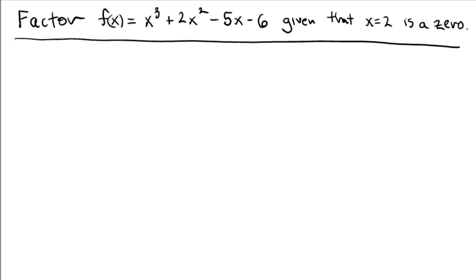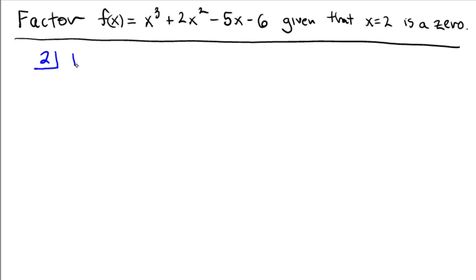This problem asks us to factor the polynomial f of x equals x cubed plus 2x squared minus 5x minus 6, but they give us an extra piece of information. They tell us that x equals 2 is a zero. So in this cubic, we already know one of the zeros, namely 2. So in order to start the problem, let's divide by the factor x minus 2 using that zero.